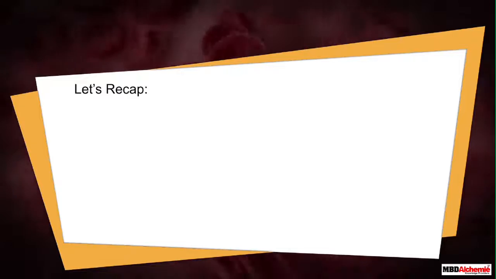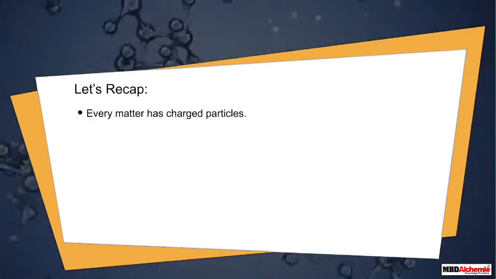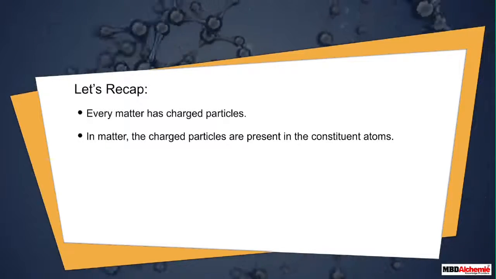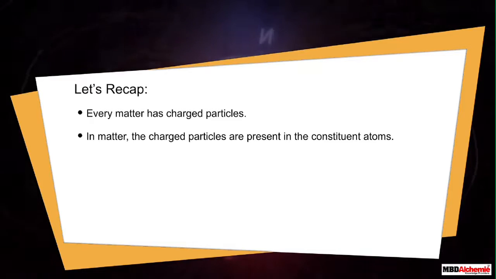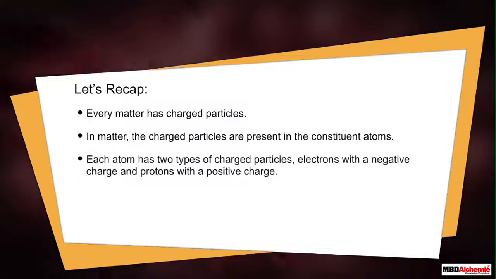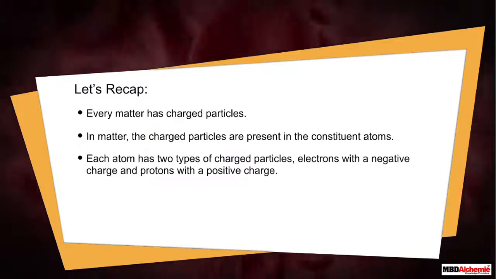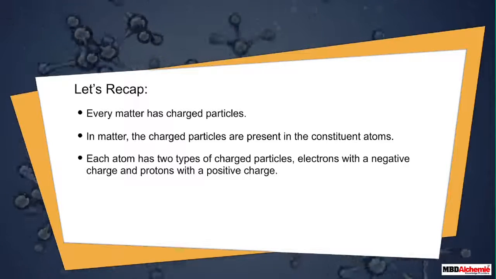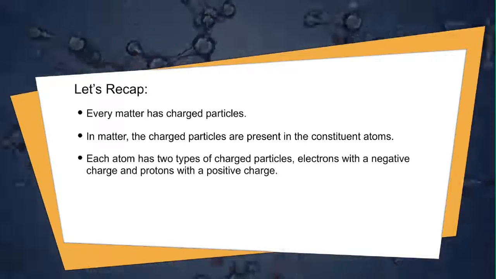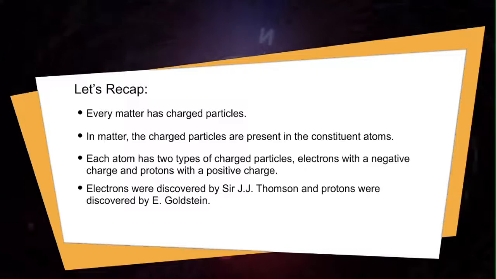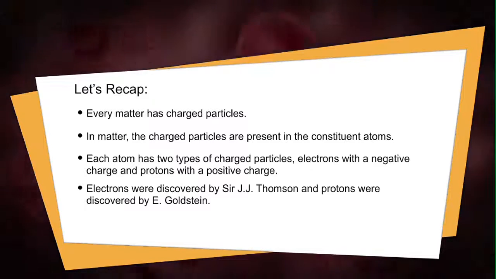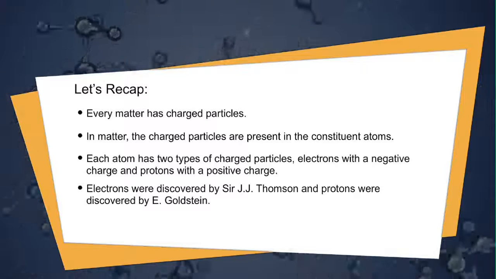Now, let's recap. Every matter has charged particles. In matter, the charged particles are present in the constituent atoms. Each atom has two types of charged particles, electrons with the negative charge and protons with a positive charge. Electrons were discovered by Sir J. Thomson and protons were discovered by E. Goldstein.